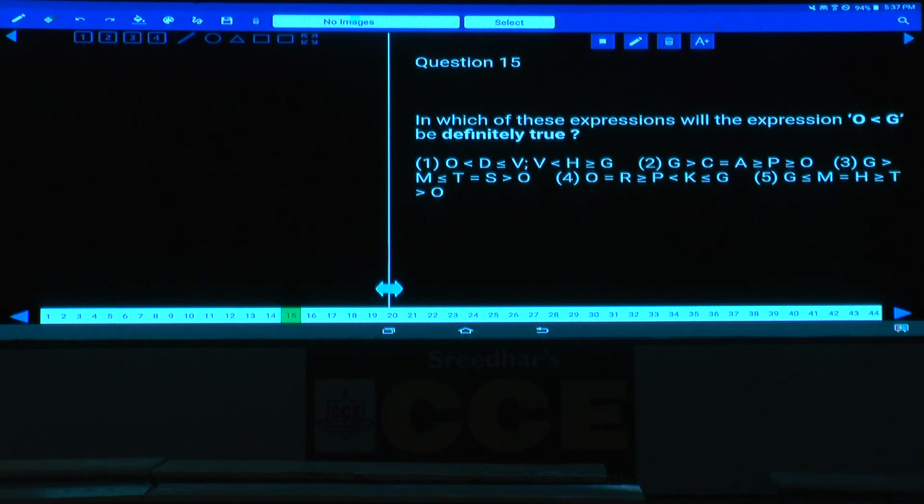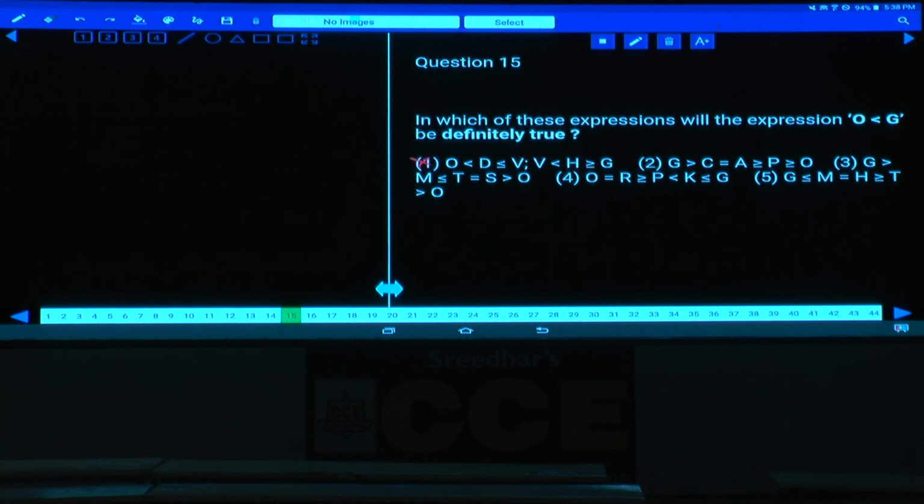Yes, what is the information here? O lesser than B, definitely true. Now with the help of this one, O lesser than G, definitely true. What are the choices that are required? Now if you check out the first one, between V and Z there are 2 opposite symbols, and from O to V, V to Z we are supposed to move. But as between V and G there are 2 opposite symbols, the first one cannot be your answer.